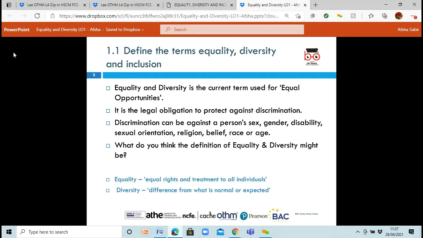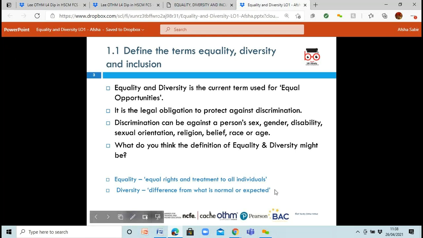So for the first section, 1.1, define the terms equality, diversity and inclusion. We're just going to look at what these actually mean. So when we look at equality and diversity, that is the term that is used instead of equal opportunities now. Now, there's actually a legal obligation to protect against any discrimination. So depending on what your race or religion is, what your sex is, what sort of belief you have, you're all protected for that.